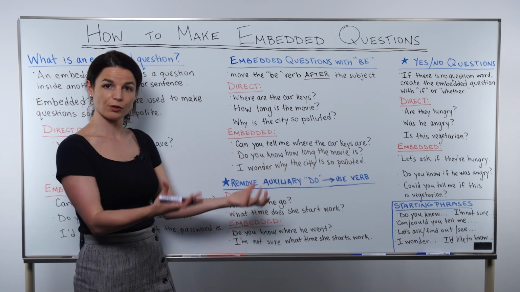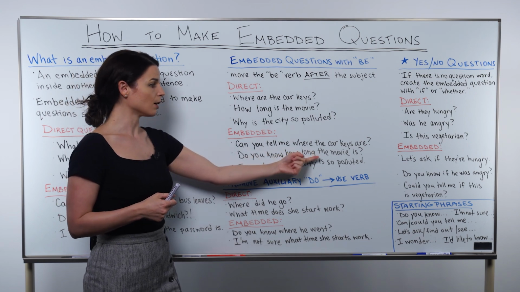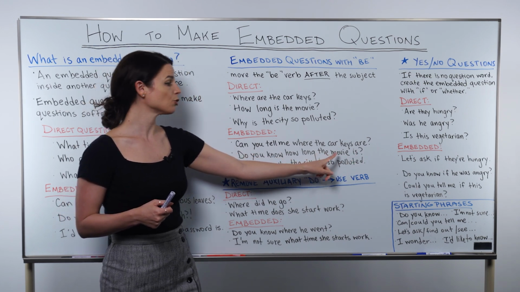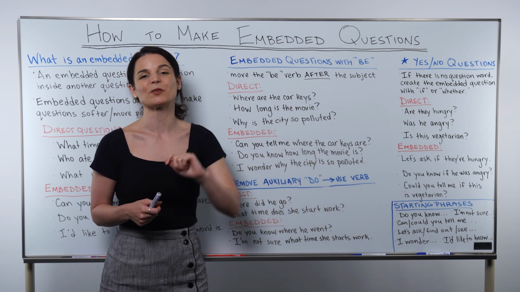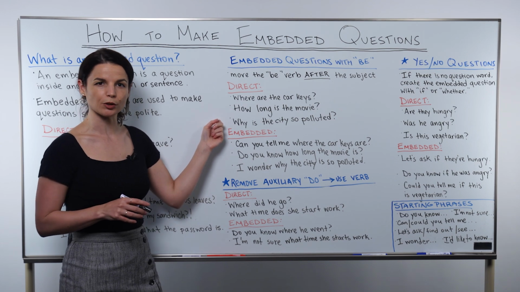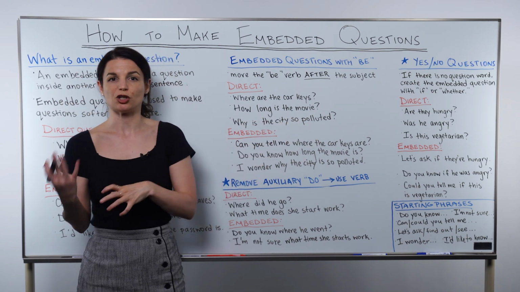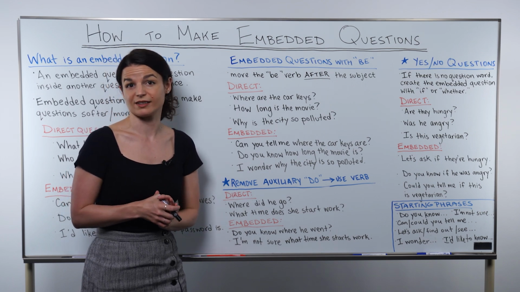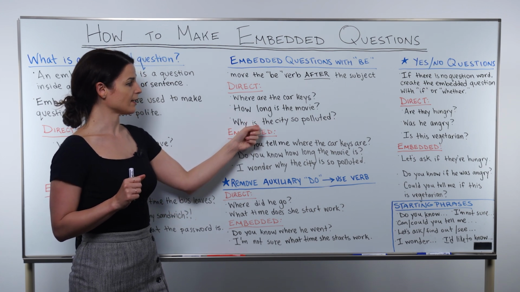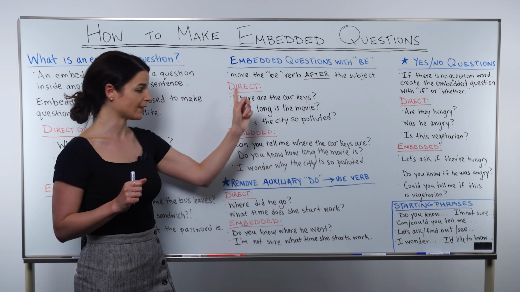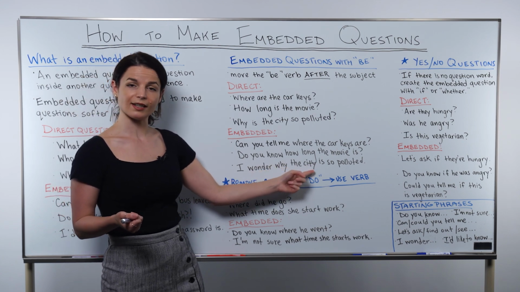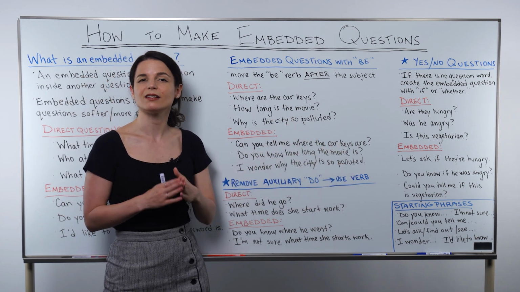Do you know introduces the embedded question. How long the movie is. Again, we moved is from this position before the subject to this position after the subject. One more example of this. Why is the city so polluted? Polluted means it's filled with maybe dirt, trash, poor quality air, and so on. Again, we have this be verb here, and here's our subject, the city. So here's a sample embedded question. I wonder why the city is so polluted.